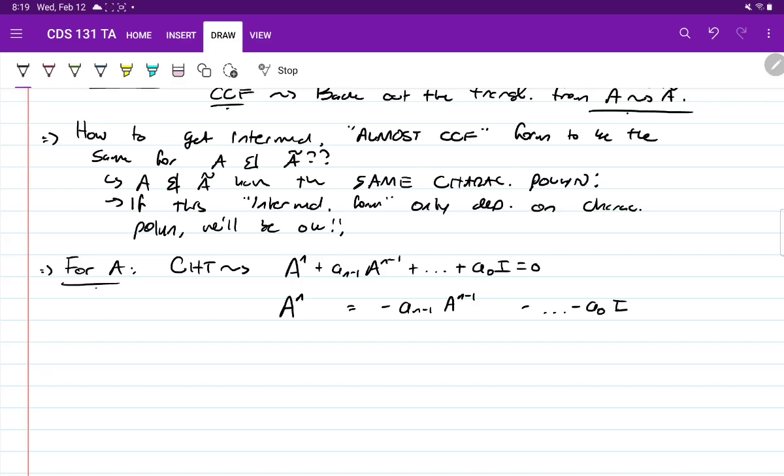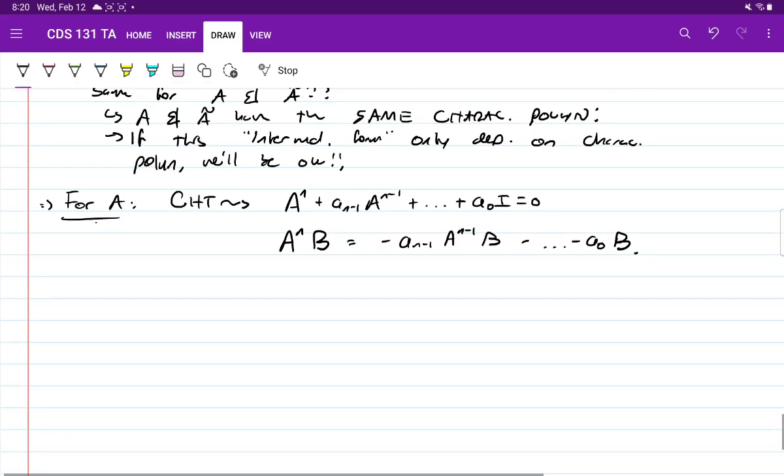Okay? So now I'll multiply both sides by B. So I have A to the n times B, A to the n minus 1 times B, and identity times B is just B, right? So what can we do with this information? Well, maybe we can rewrite it in terms of the controllability matrix. You see a lot of terms that look familiar from the definition of the controllability matrix. Let's try to do that.